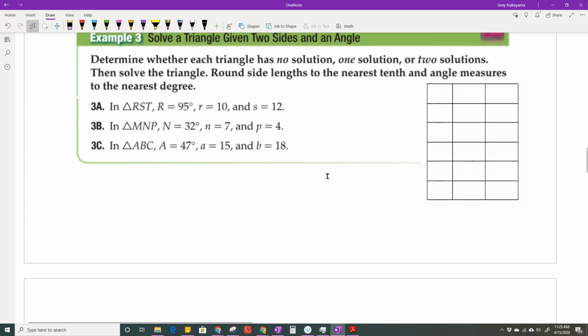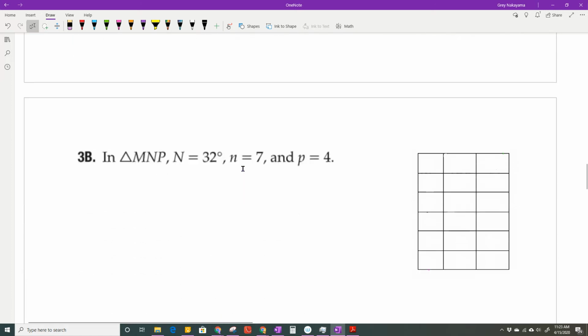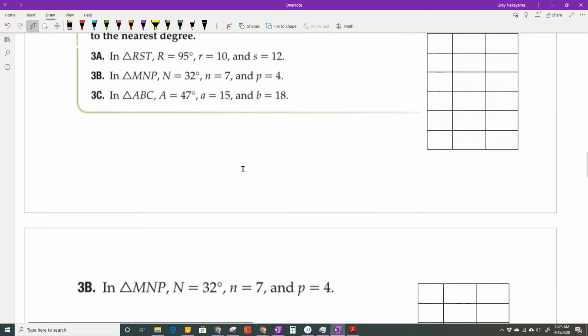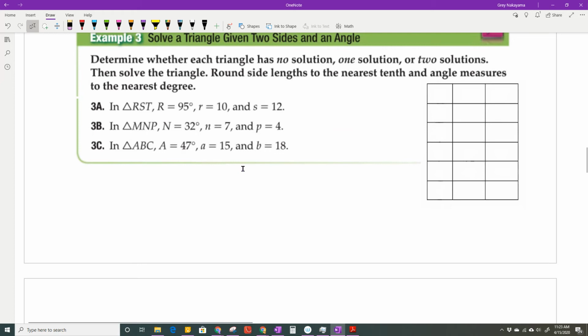Anyway, determine whether each triangle has no solution, one solution, or two solutions. Then solve the triangle, round side lengths to the nearest tenth, and angle measures to the nearest degree. So these three problems we're going to do, I have the others set up on the next page, so you don't have to worry about trying to cram all this in one little space.